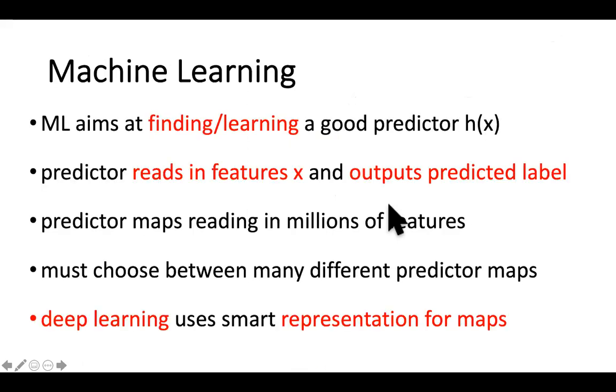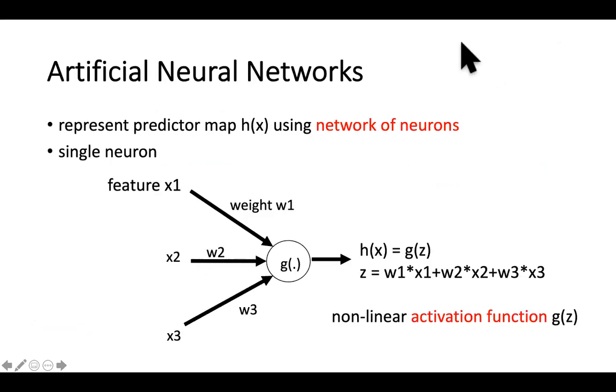Okay, so again, machine learning aims at finding or learning a good predictor, a good hypothesis. Sorry, I use the term predictor the same as a hypothesis. Okay, another example of how you define a hypothesis space is used in deep learning.